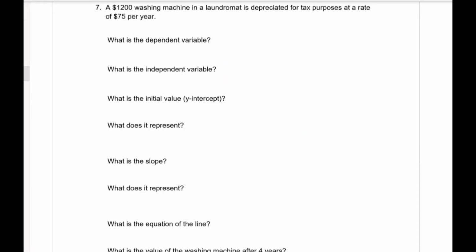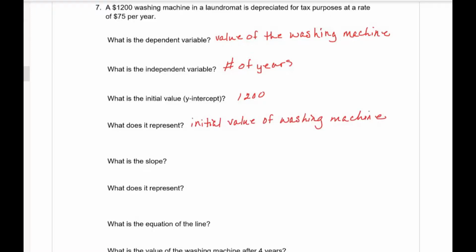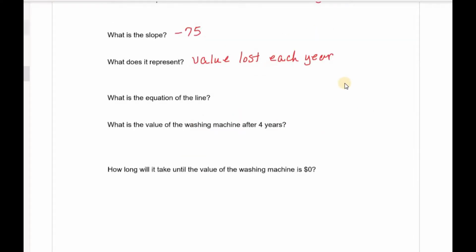Okay, next problem. A $1,200 washing machine in a laundromat is depreciated for tax purposes at a rate of $75 per year. Depreciated means that the value is going to be going down. The dependent variable is the value of the washing machine. The independent variable is the number of years. The initial value is $1,200, and it represents the initial value of the washing machine. Okay, the slope here is negative 75. Remember that the value is decreasing every year, so my slope is negative, and it's representing the value lost each year.